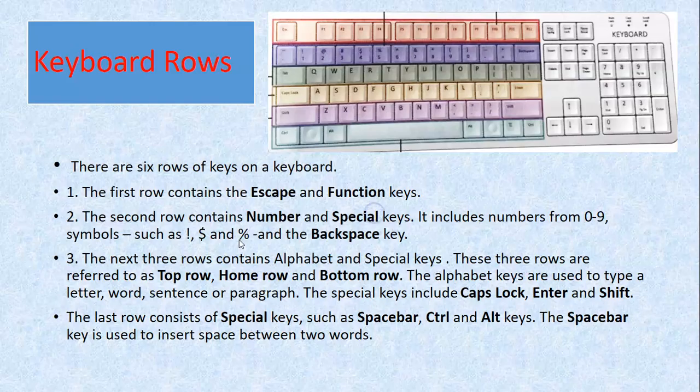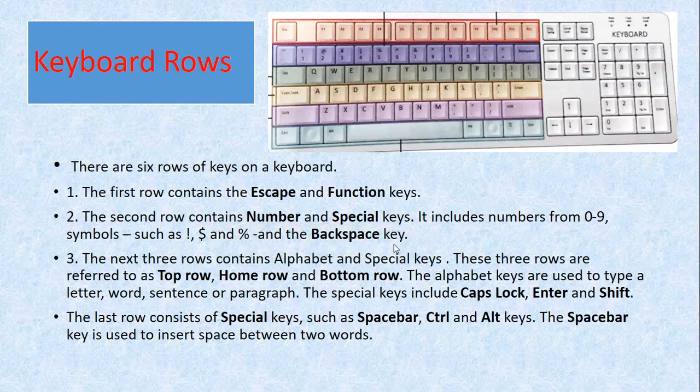Okay, children. Now, children, there are 6 rows of keys on your keyboard. The first row contains the escape key and the function keys. Then the second row contains the number and special keys. It includes numbers from 0 to 9 and symbols from exclamation mark. Here it starts from the similar to sign, then exclamation mark and percentage, backspace key, etc.